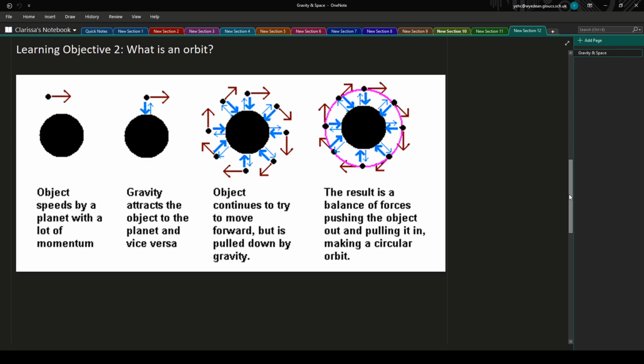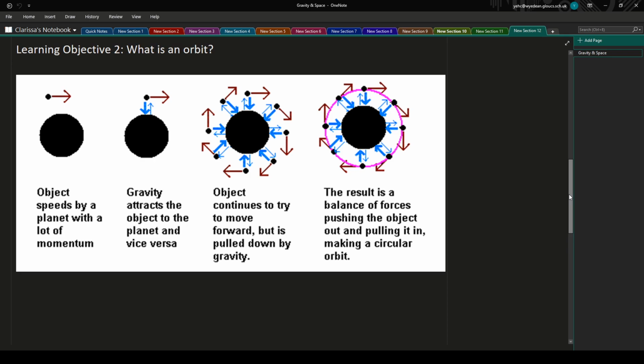And the reason why, for those of you who had the same exact question as me when I was young, is because you can think of an orbit as falling but never making it to the ground. Now I have a diagram here that sort of showcases this.